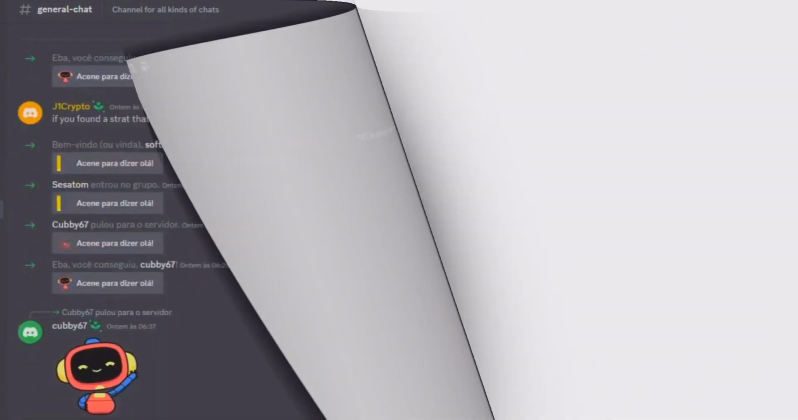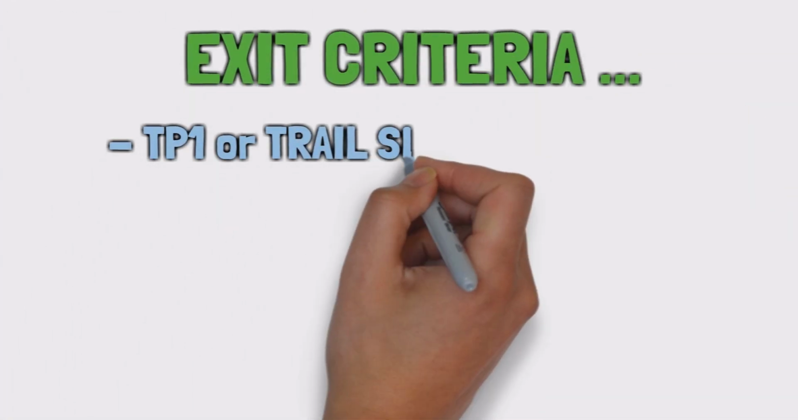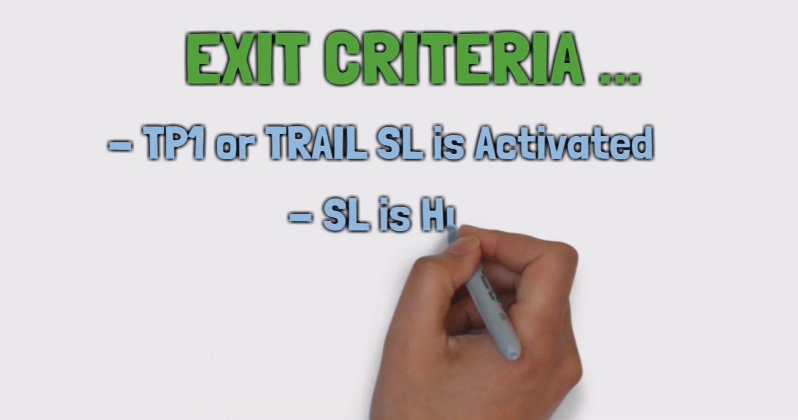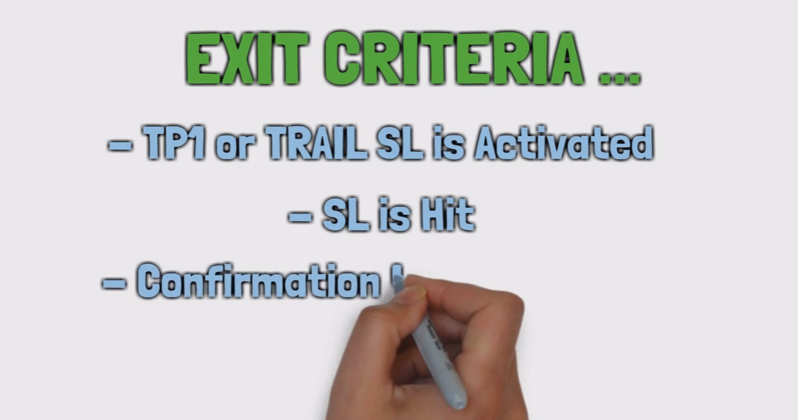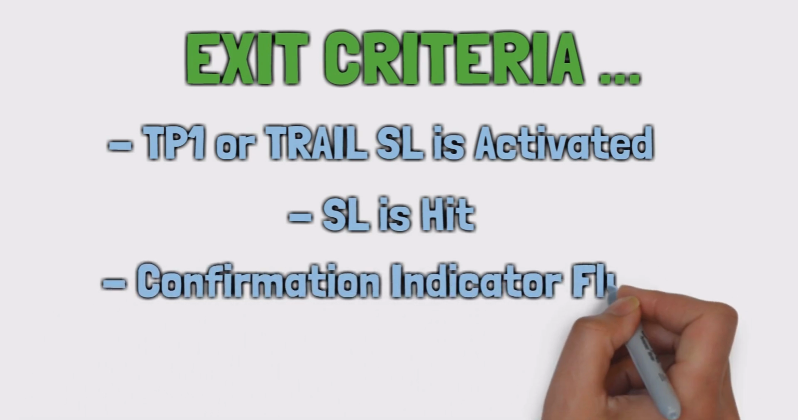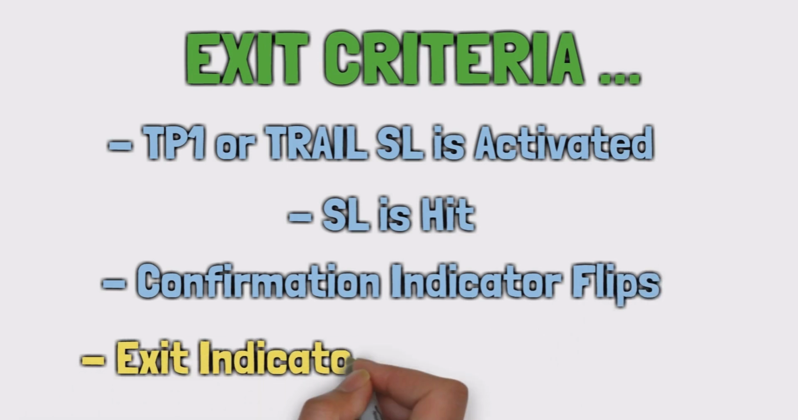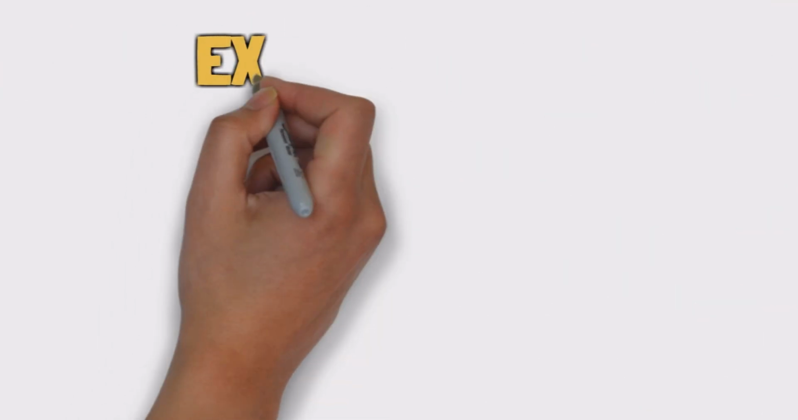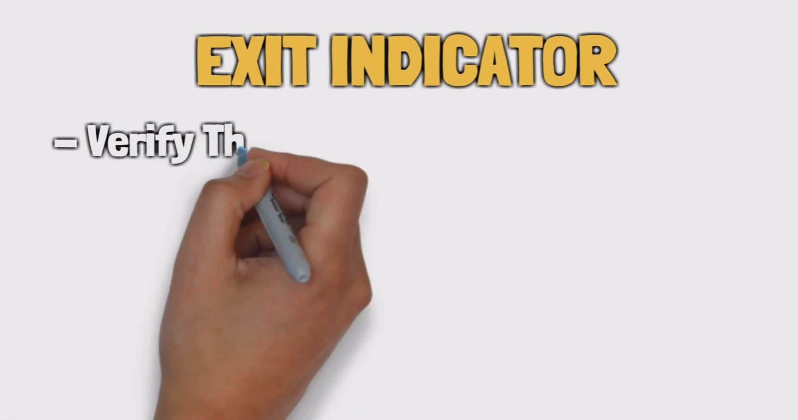So, for now, we would close a position if our take profit 1 or trailing stop loss was activated, if the stop loss was hit, and also if our confirmation indicator gave an opposite signal during an open trade. Now, in addition to these three conditions, we will also exit a trade when the exit indicator says so. An exit indicator is an indicator that is used to verify the best time to exit a trade.